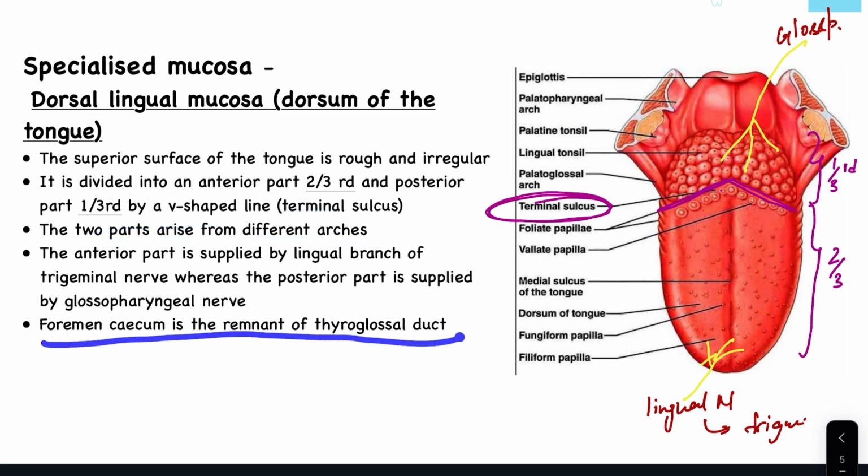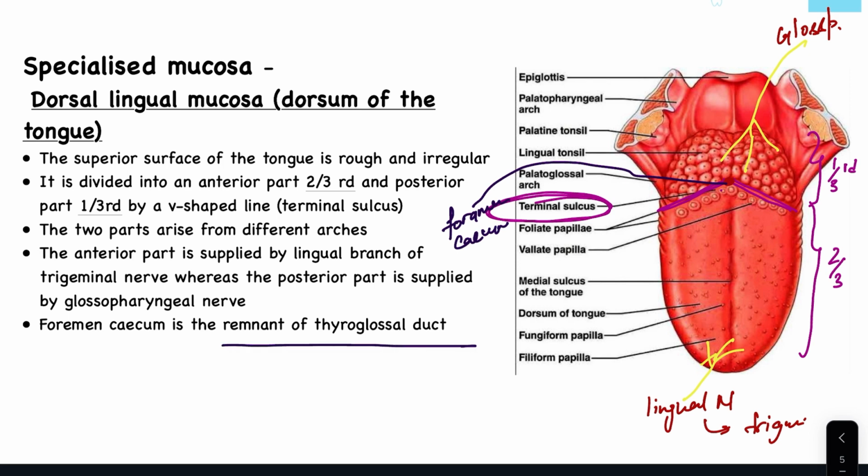And then the foramen cecum is the remnant of the thyroglossal duct. Remember, we have a structure on the sulcus terminalis, and that is called the foramen cecum. It's not highlighted over here, so I'll just write it down. There's a structure over here called the foramen cecum, and that is the remnant of the thyroglossal duct.